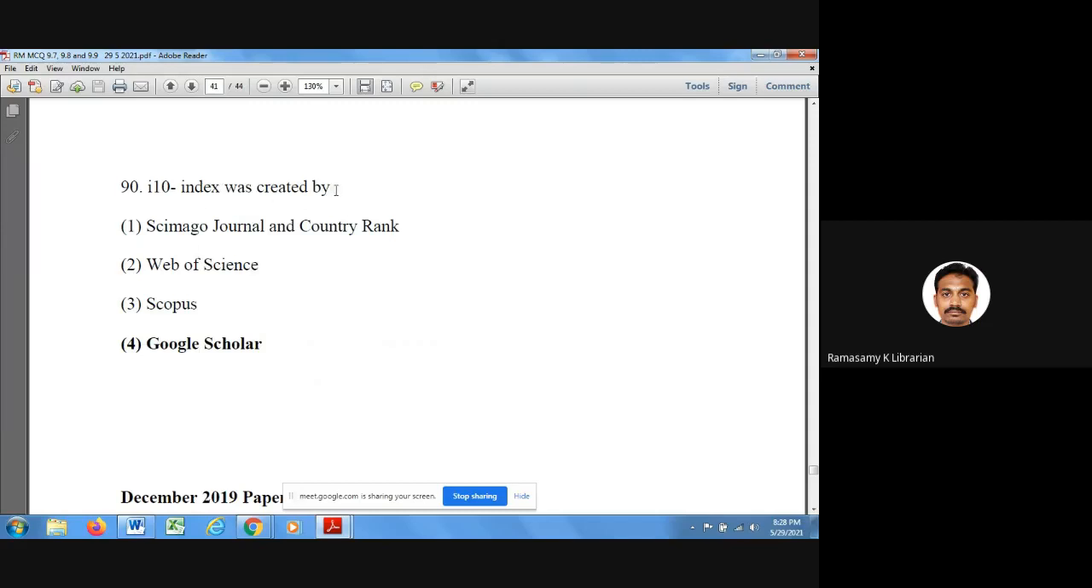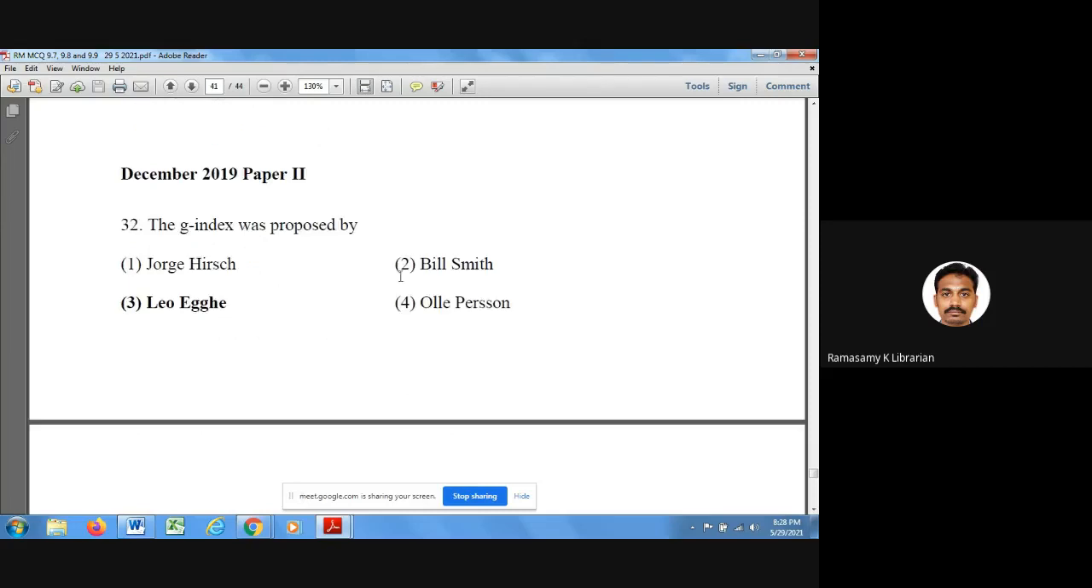The h-index was created by Google Scholar. Okay, Web of Science created the impact factor. Scopus created CiteScore. Scimago Journal Rank was also created by Scopus. The g-index was proposed by Leo Egghe. So Leo Egghe is the person. George Hirsch proposed the h-index. Only one person developed bibliography software.